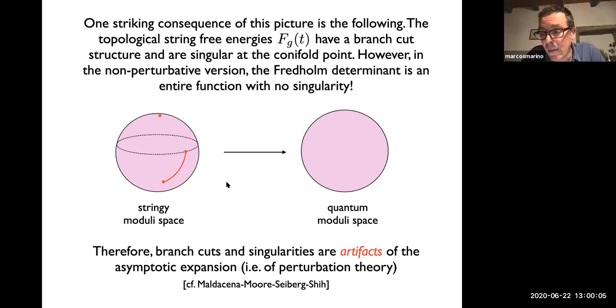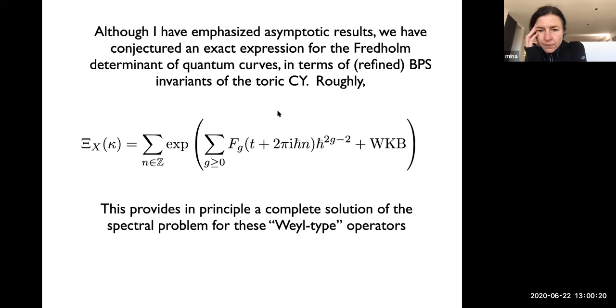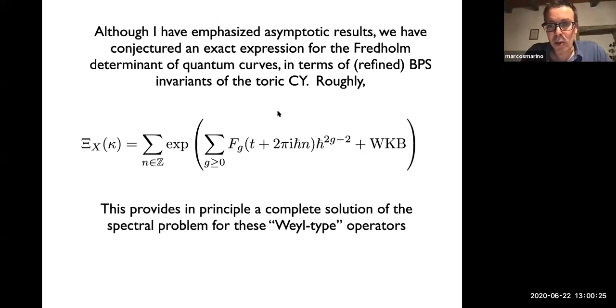I have to say, and this is what I want to say, that the full spectral determinant, I mean, what I mentioned so far are asymptotic statements on the Fredholm determinant, right? Asymptotic behaviors when h bar goes to infinity. But when h bar goes to zero, you will get something related to the Nekrasov-Shatashvili limit and so on. Now one question you can ask is, can you actually compute exactly this Fredholm determinant? And actually you can.